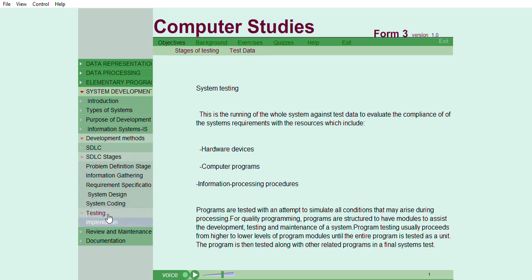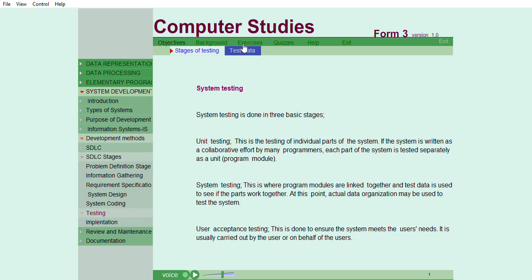Testing. This is the running of the whole system against test data to evaluate the compliance of the system requirements with the sources, which include hardware devices, computer programs, and information processing procedures. Stages of testing. Unit testing. This is the testing of individual parts of the system.